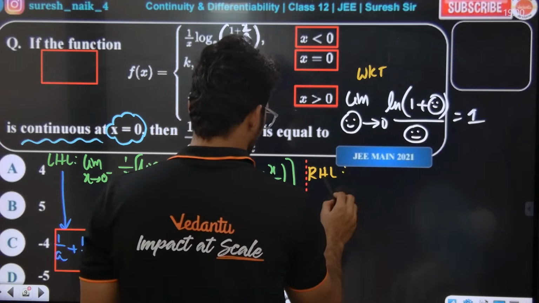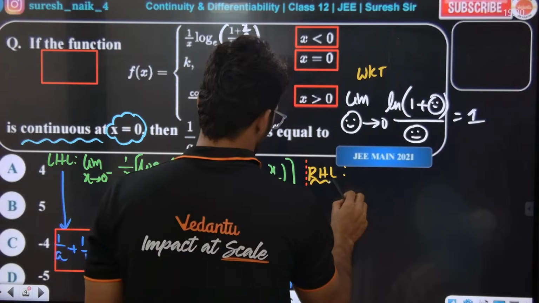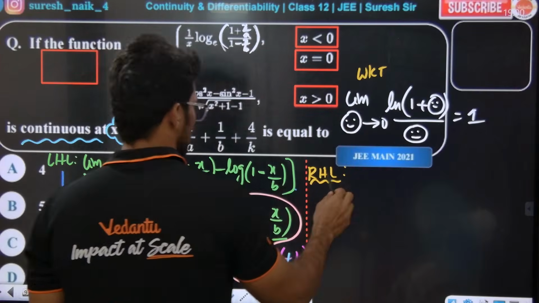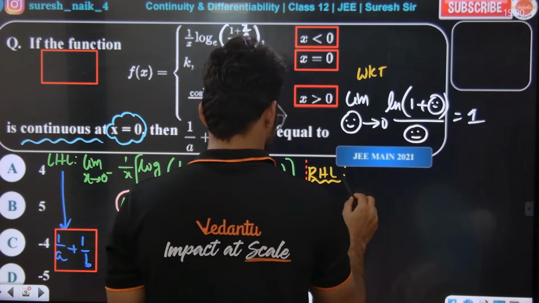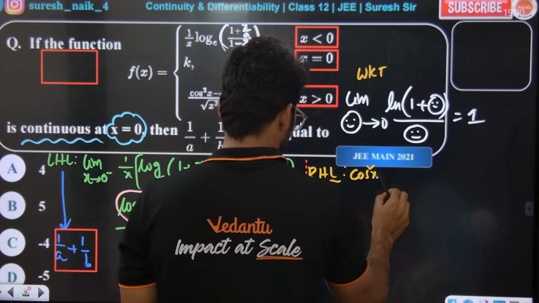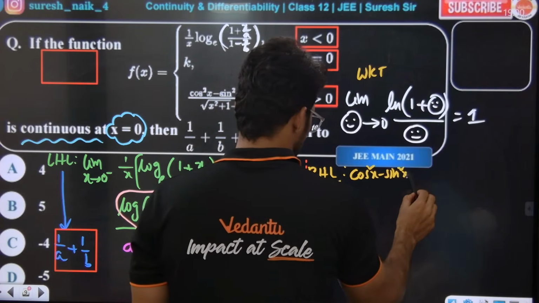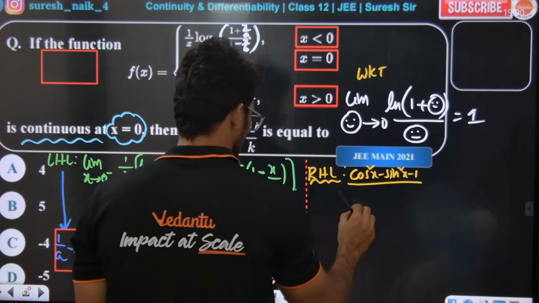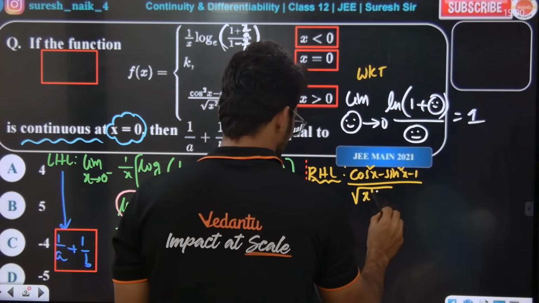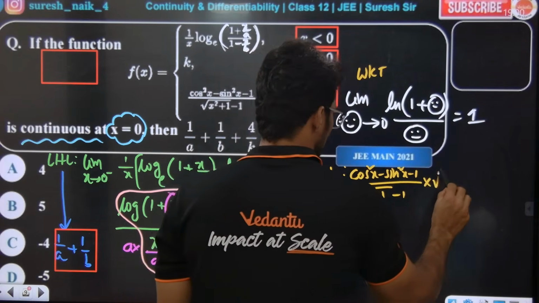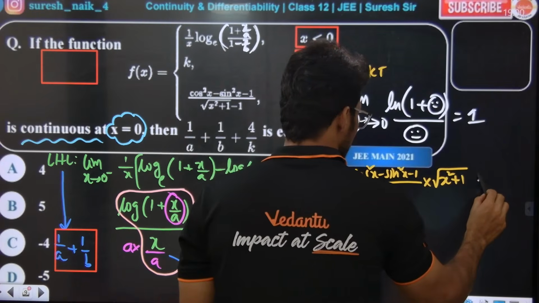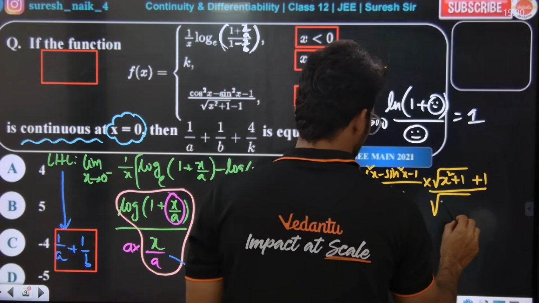RHL is what? More than 0 means what, sir? It is like this, sir. Cos square x minus sin square x minus 1, and below there is a root, sir. Root of x square plus 1 minus 1. I'm rationalizing it. Can we rationalize? Let's see whether it comes out if we rationalize like this.